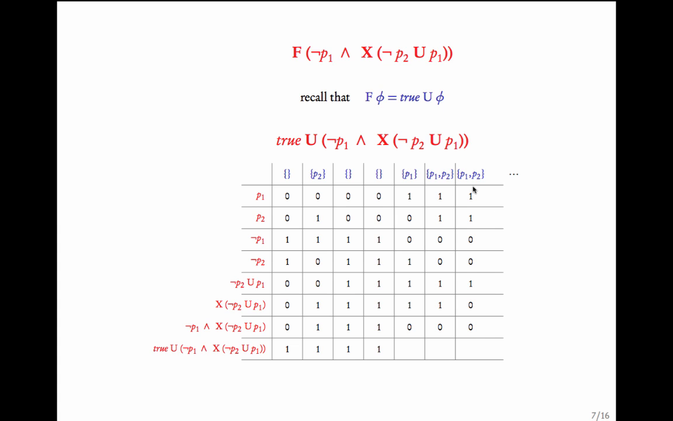Suppose the rest of the word was just P1, P2, P1, P2, P1, P2. So always P1 is true, so not P1 will never be true and hence this entry will always be 0. In that case, this will be 0 as well. Okay. So this infinite table is giving us the evaluation of this formula on this word.